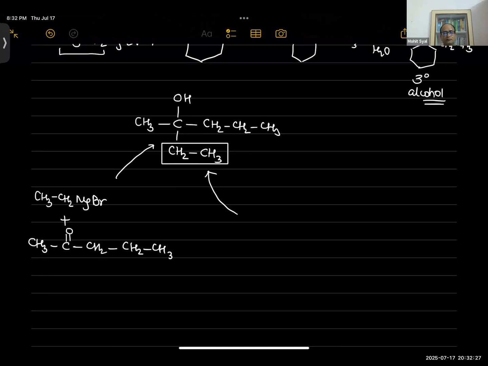What other method can we have? You have taken ethyl magnesium bromide. Can we take methyl magnesium bromide? Yeah, we can take that also, CH3MgBr. Exactly.